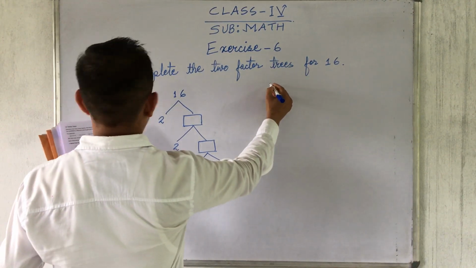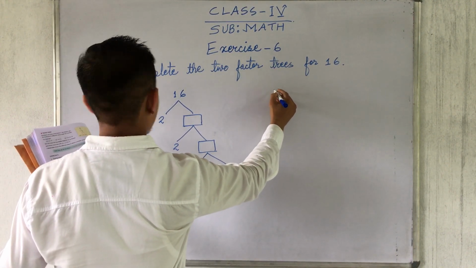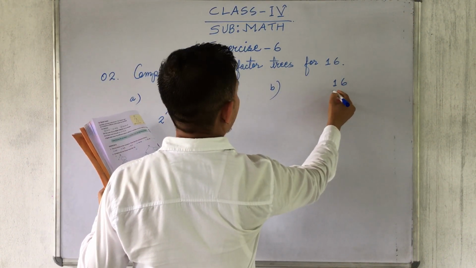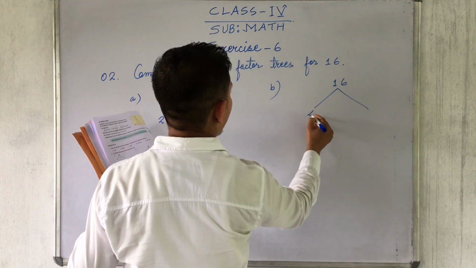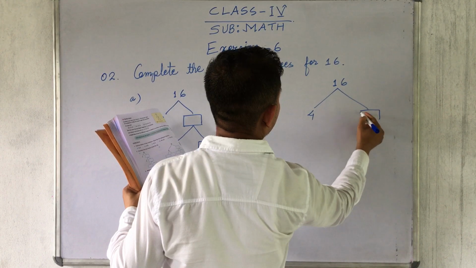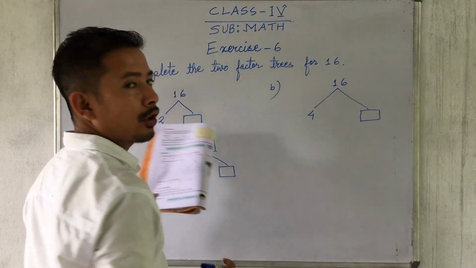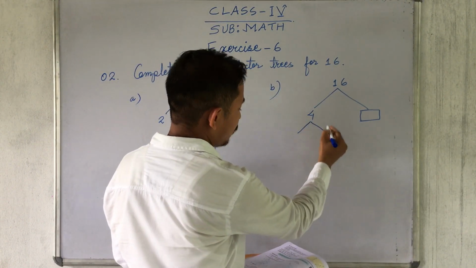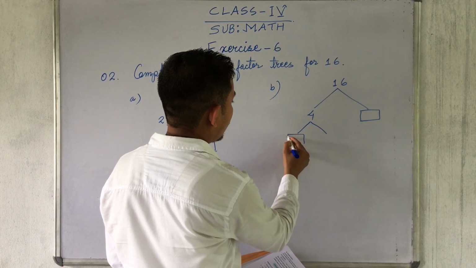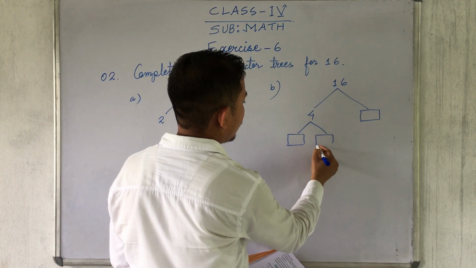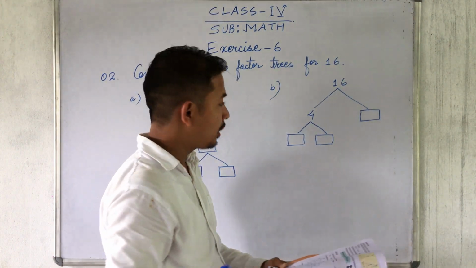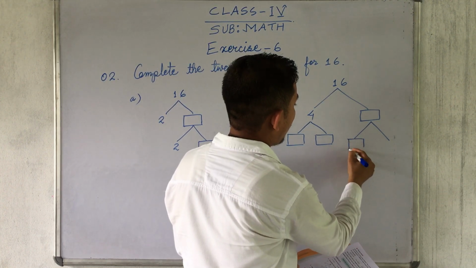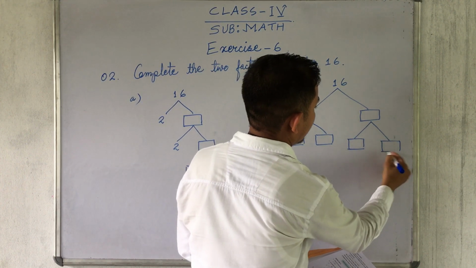And in number B, look at here. In number B also, there is 16. And one side is given 4, one side is given a box. We have to put the number inside the box here also. Then, given 2 factors of 4, there are 2 boxes. We have to put the numbers inside the boxes as factors of 4. Understood? And here also, there are 2 boxes. Okay.